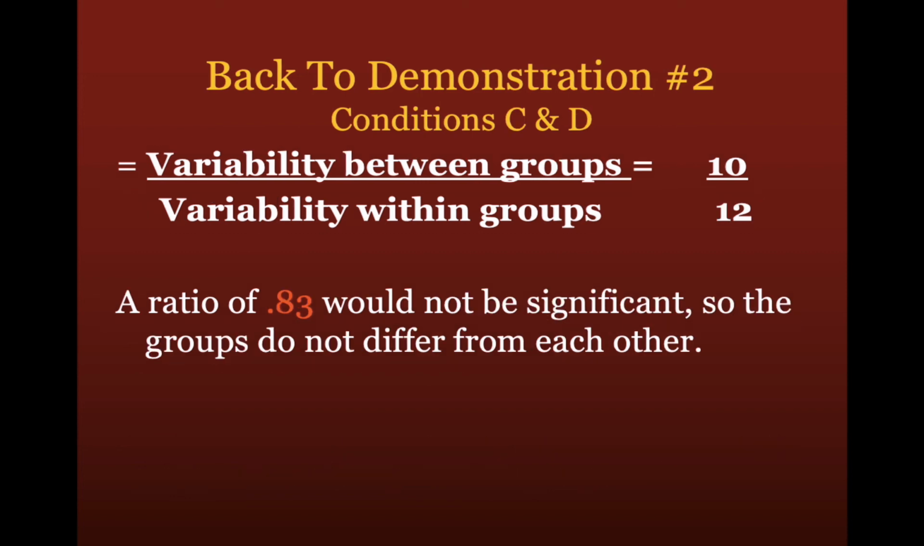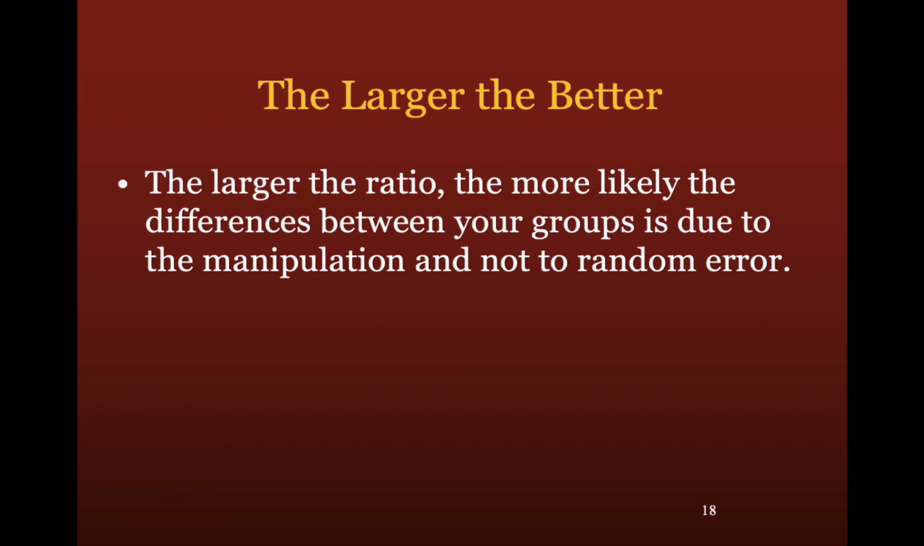If you go back to C and D, again, if we have the same between group variability of 10, and then within is going to be 12. When we calculate that ratio, we're going to get a value of 0.83, right? And it's a very small number because there's more variability within the groups than there is between the groups. And again, the larger this ratio, the better, right? So when you calculate that ratio, the larger the number, the better it is, the more likely you can attribute that difference between the groups to be due to the independent variable.